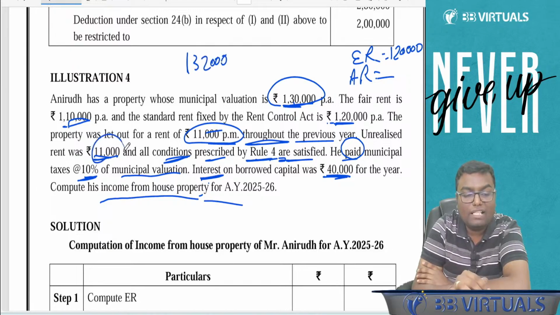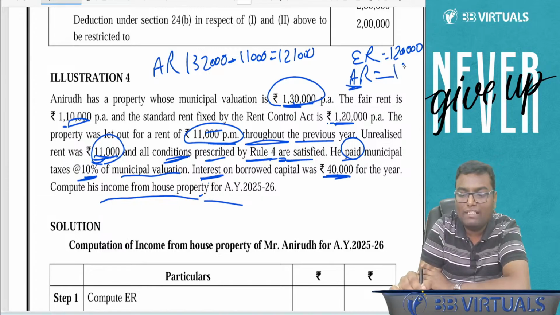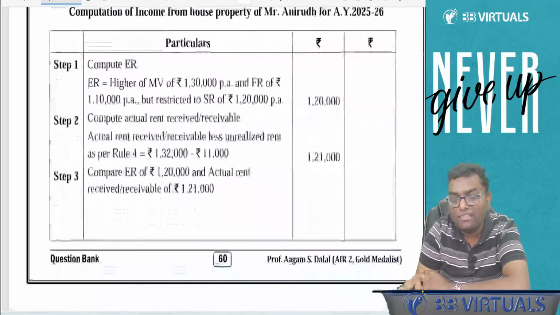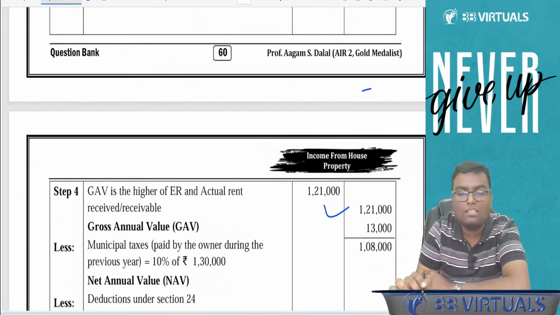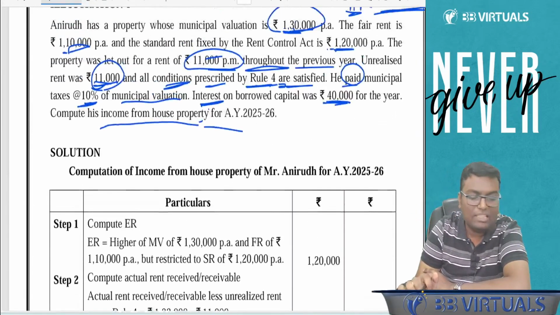But can I say unrealized rent is to be reduced from actual rent? So we have to reduce 11,000. It will become 1,21,000. So my actual rent is 1,21,000. Whichever is higher will become GAV. That is 1,21,000. My GAV will be 1,21,000.